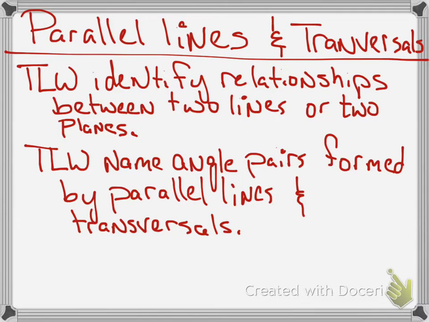We're going to start a new section, unit, chapter. I don't know how you want to call it, but we're talking about parallel lines and transversals, which is the beginning of chapter 3, but this is the beginning of unit 4. So go with that. What you want to do here is identify relationships between two lines or two planes, and you also want to be able to name angle pairs formed by parallel lines and transversals. Or technically any lines and transversals, but that's a whole different story. So, more definitions here than anything else.